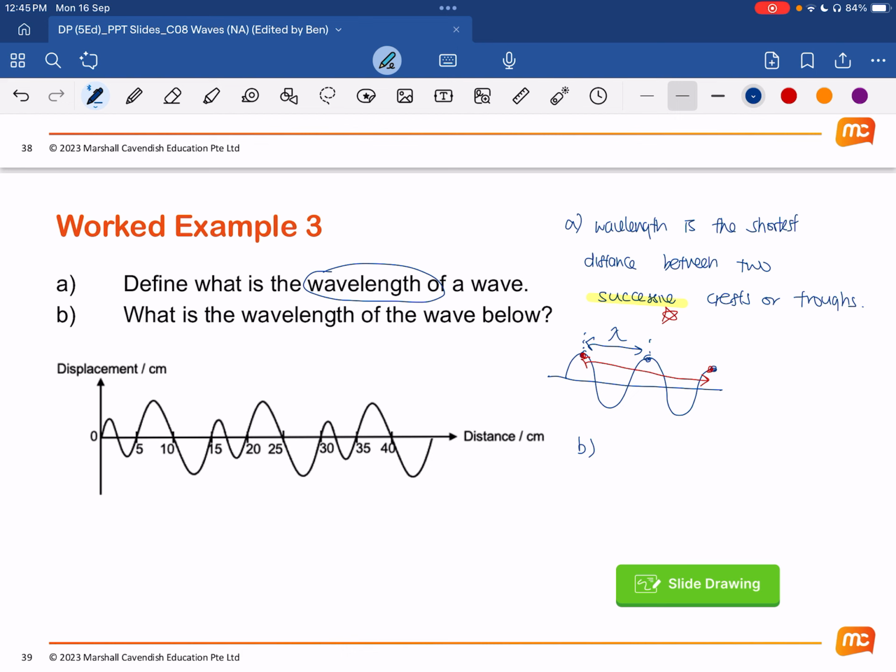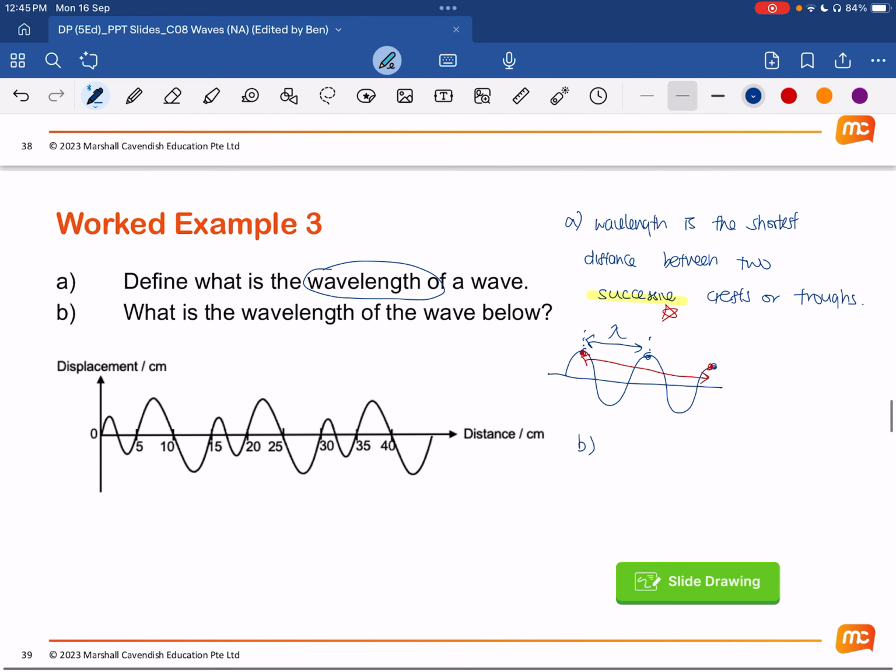Okay, then afterwards, if you are talking about what is the wavelength, all we have to do is just to notice one complete pattern, or one complete oscillation in a graph. This is called a displacement-distance graph. Since the x-axis is distance, it tells us the wavelength. So in this case, you can draw it out. What is one complete pattern in this case? Okay, this will be a complete pattern, and in this case, the wavelength will be 15 cm.